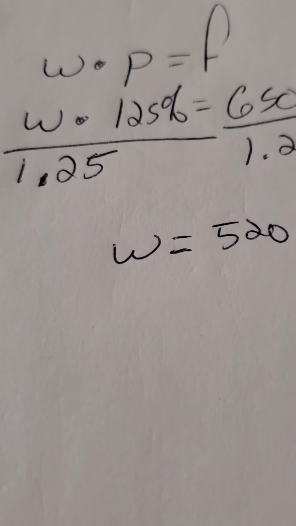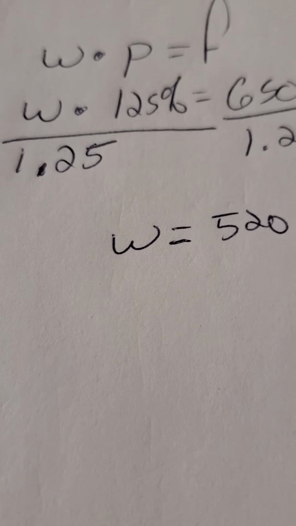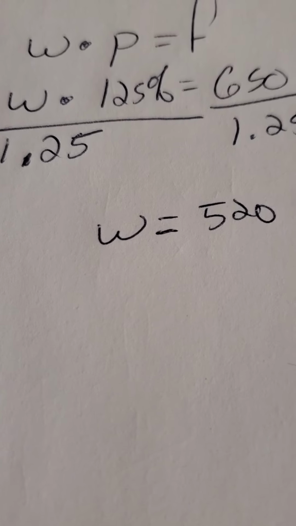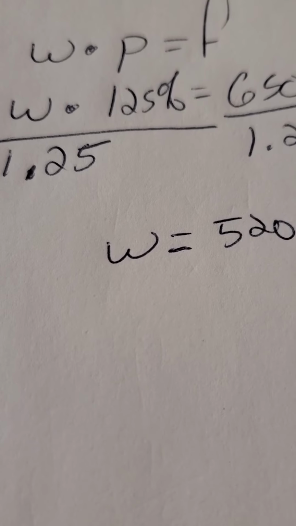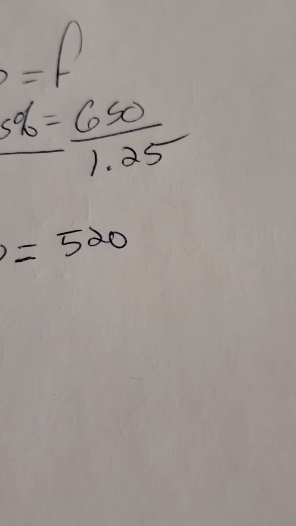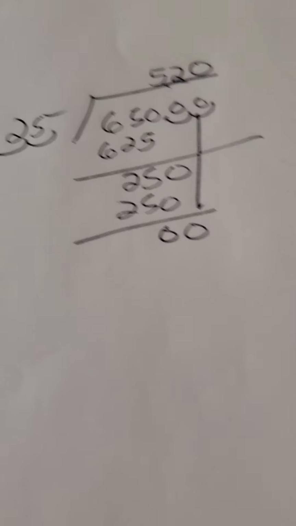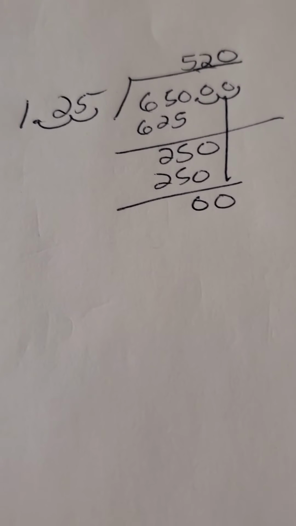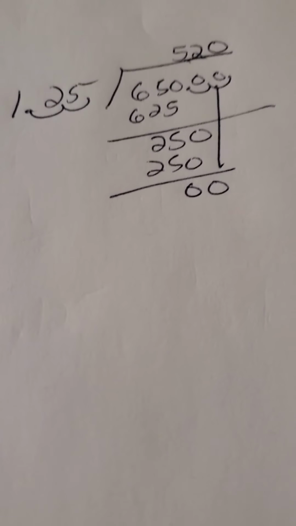So before you do any work, remember, move the decimal only 2 places. So we have 125%. The decimal's on the right of the 5. You move it 2 places, you get 1.25. So divide 1.25 both sides. The answer you should get is 520. And we did the work over here. Remember to move the decimal when you're dividing. You cannot divide by a decimal. So there you go. You get 520.